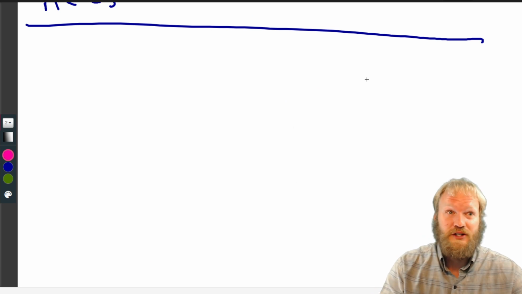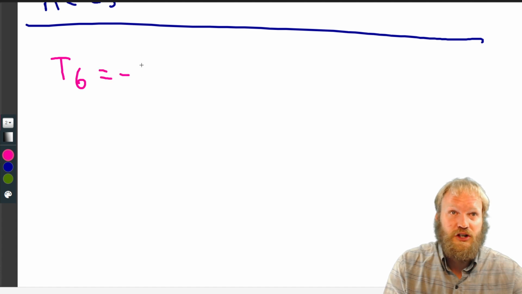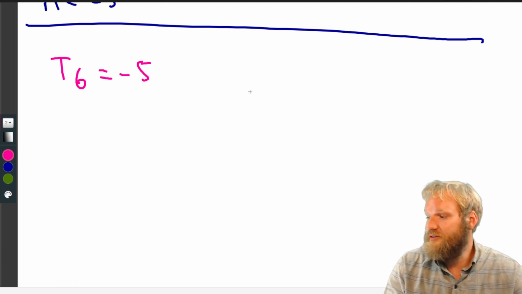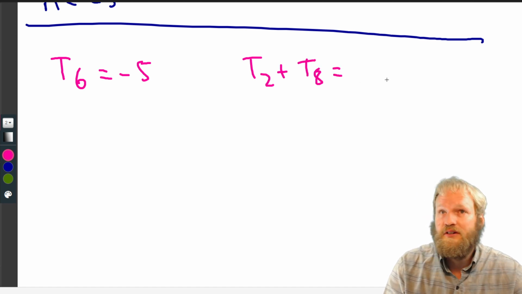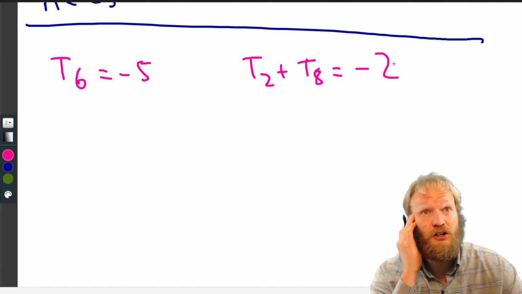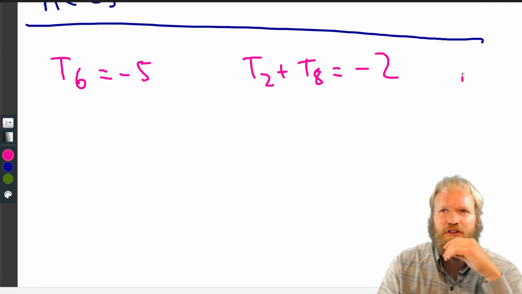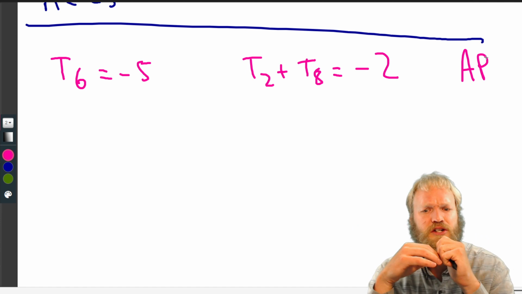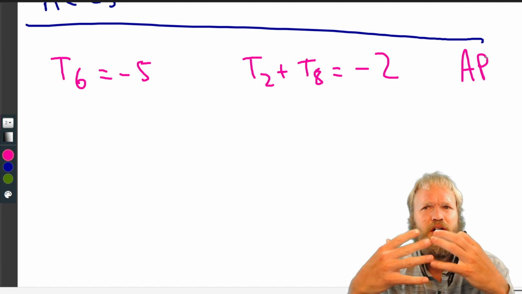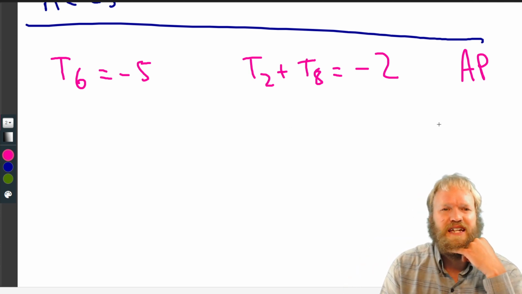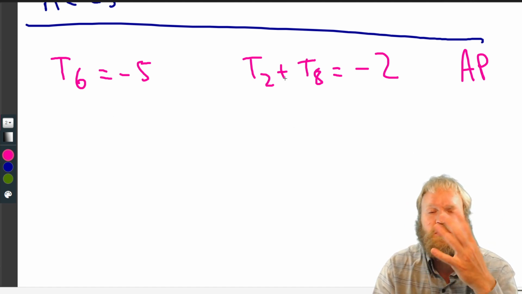So essentially the information we're given is that T6, our sixth term, is -5, and that the sum of the second and the eighth term is -2. So those are the 2 bits of information we're given about our sequence. And we're told that it's an arithmetic sequence or arithmetic progression. We need to work out the first 3 terms. So effectively we need to work out some sort of formula for Tn. Ideas. Where's the starting point?